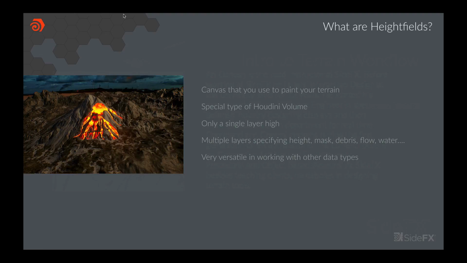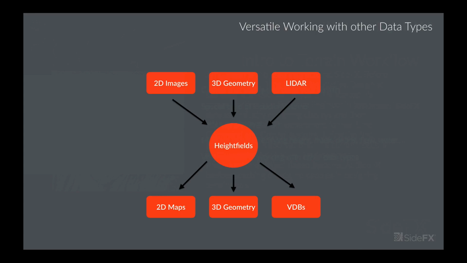It's very versatile in working with other data types. What do I mean by that? Well, you can start with your 2D images, your LiDAR data, 3D geometry that you create in Houdini or somewhere else, and you can stick it into height fields and project either the luminance of an image, the LiDAR data, the actual height of a geometry onto the height field. And you can get out of a height field 2D maps for your game engine, 3D geometry, or VDBs.